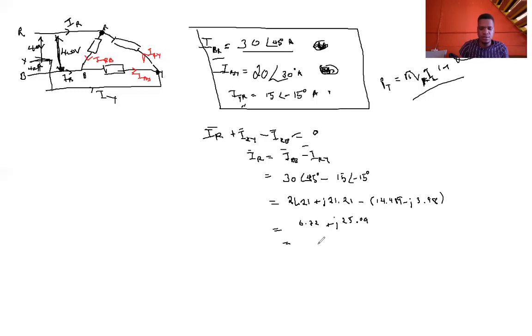6.72 plus 25.09. Okay, polar 6.72, comma, 25.09. You're going to get a 25.97 angle 75 amps. So this is the line current in the red conductor.